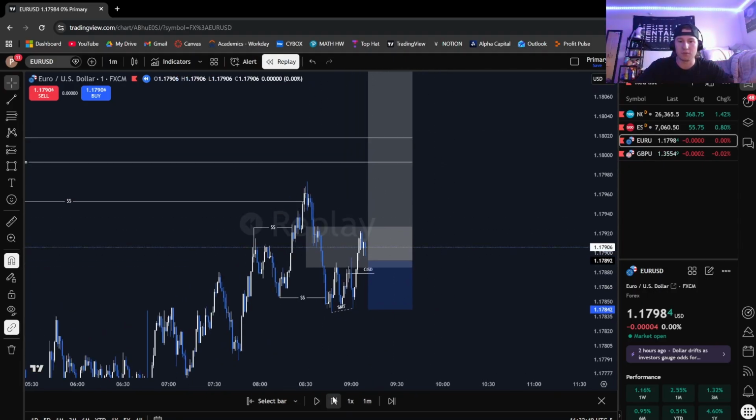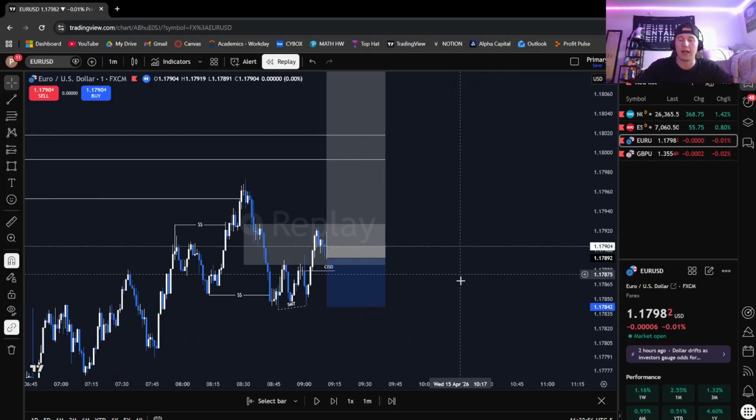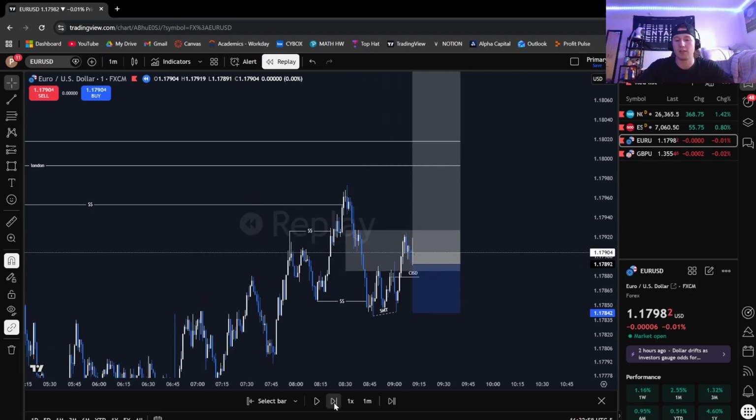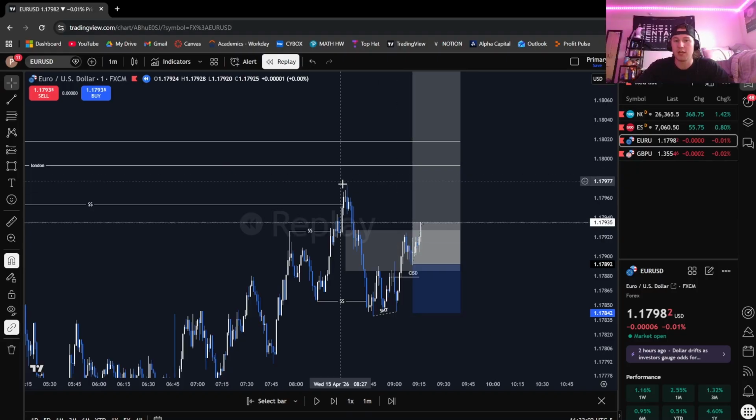So let's see what happens. Right, price comes down, fills me immediately, a good reaction. So now I'm waiting to see what price wants to do. And at this point, right when we took this high, GU had taken this high.